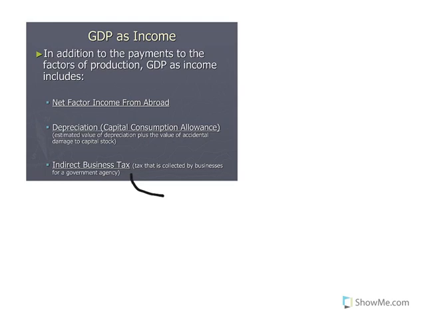So some examples of indirect business taxes would be, again, like my example of the hotel tax, so an excise tax, or like a sales tax. Those would have to be included in GDP using the income approach to ensure that the income approach is going to equal the amount of expenditures.